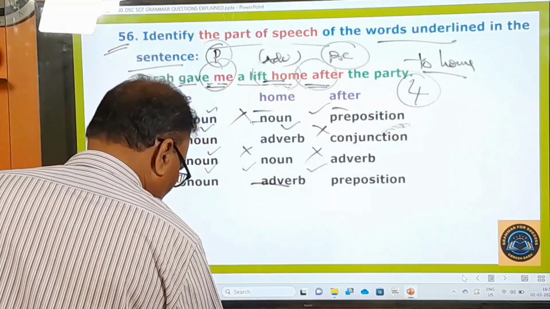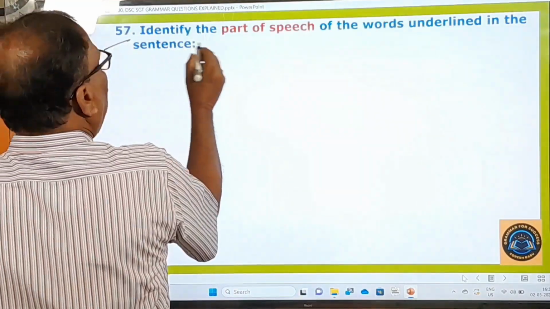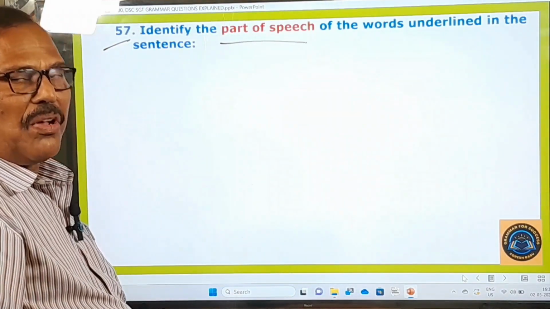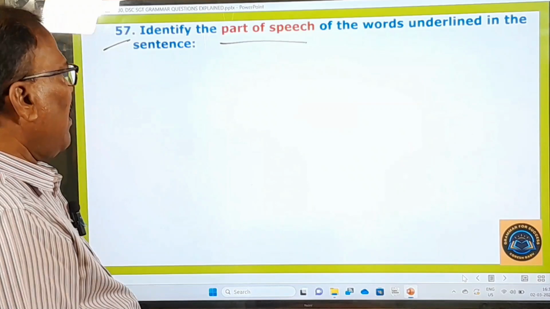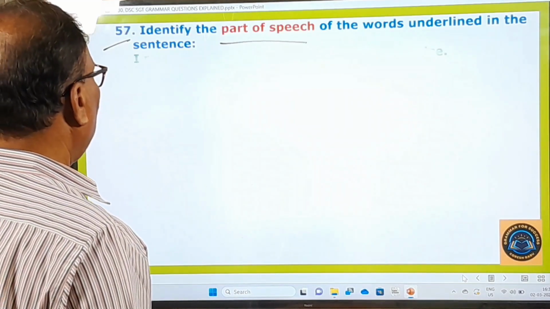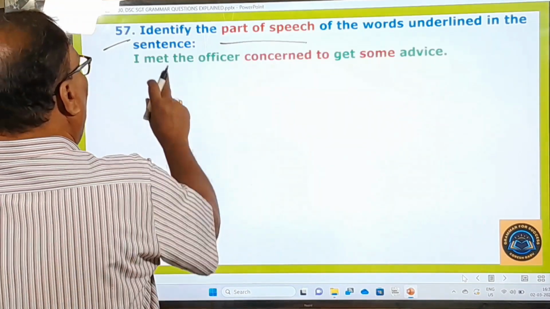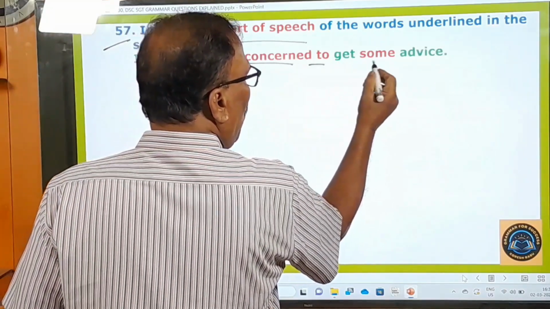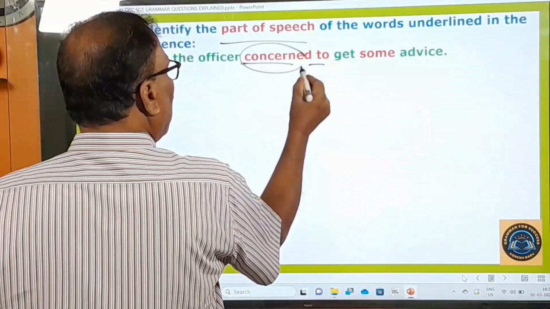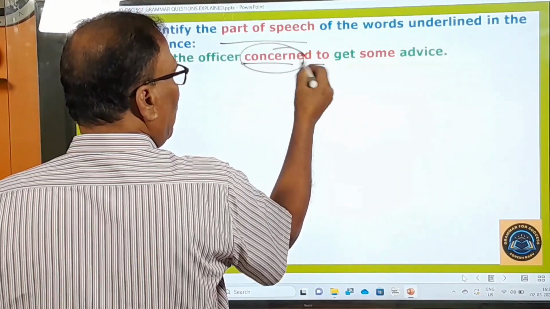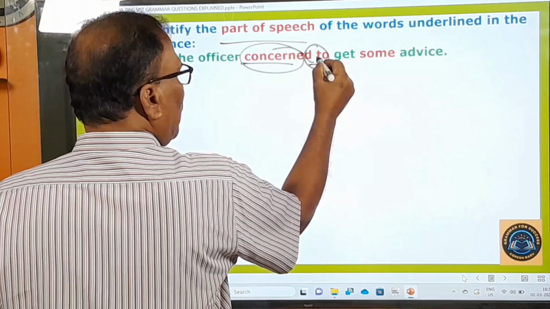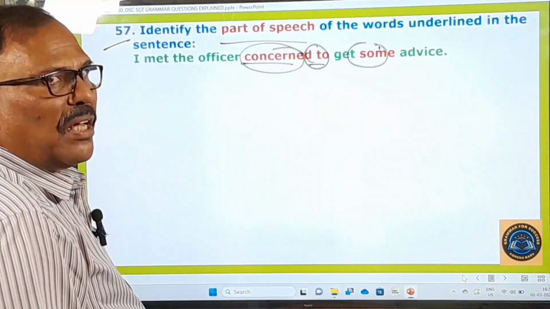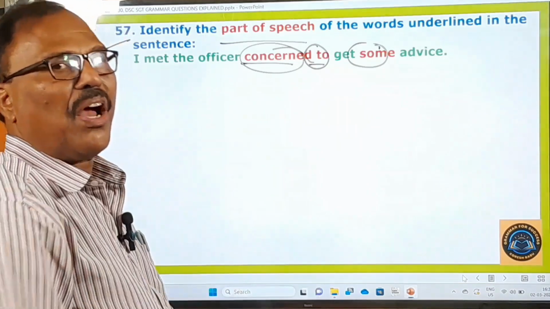Now let's move on to the next question. 57th question. Identify the part of speech of the words underlined in the sentence. One more question is also posed on the parts of speech. What is that sentence? First of all, let us look at the sentence: I met the officer concerned to get some advice. Here concerned, to, and some are underlined and put in red color. These three words, the parts of speech of which you have to find out now.